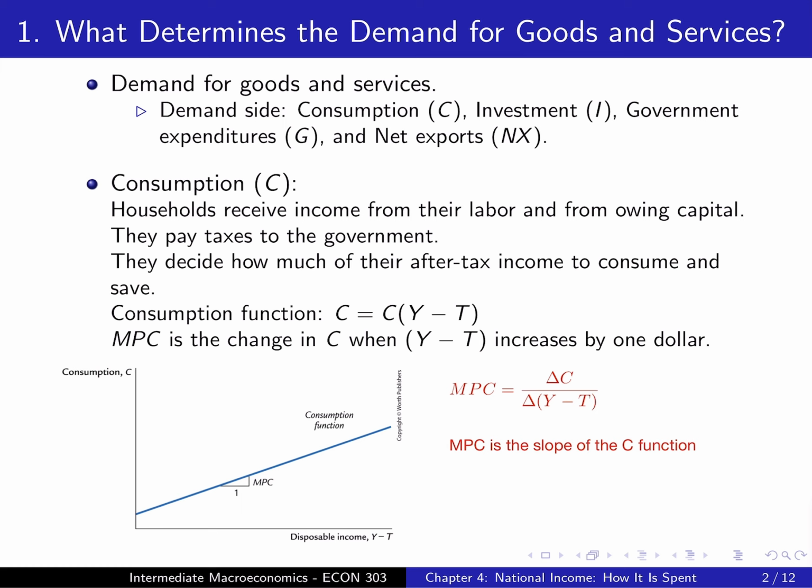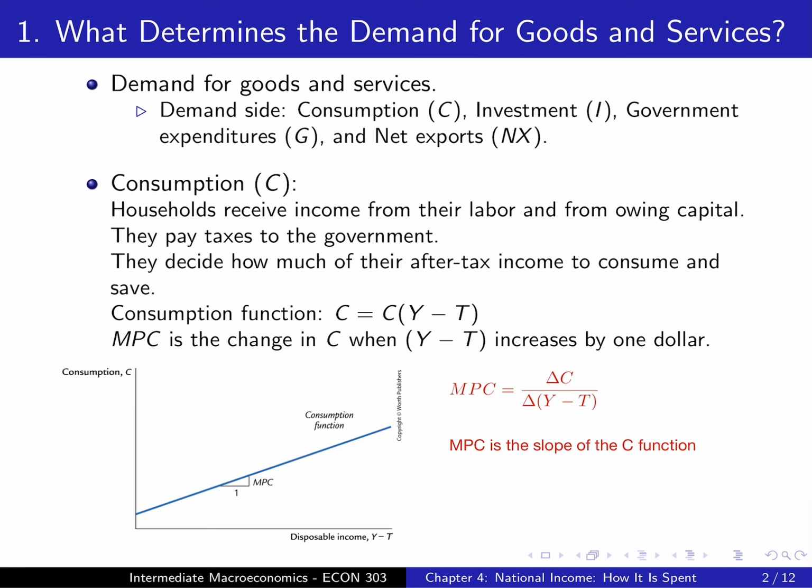The demand side of GDP is made up of four major components, that is, consumption C, investment I, government expenditures G, and net exports NX. Let's begin with the largest part, consumption C.